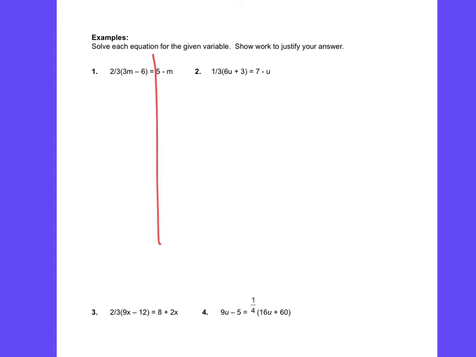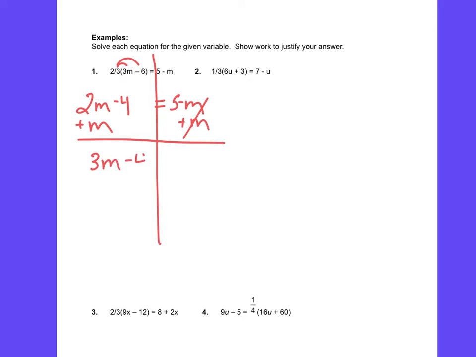Looking at this one, first step, the 3 keys. We've got to distribute. 2/3 times 3m is just going to give me 2m. 2/3 times -6 is just going to be -4, right? Equals 5 minus m. Our other keys are killing the fractions. I don't have any of those, but I do need to get it down to one variable. It's easiest to move the smallest one, which is -1m, over. I'm left with 3m minus 4 equals 5.